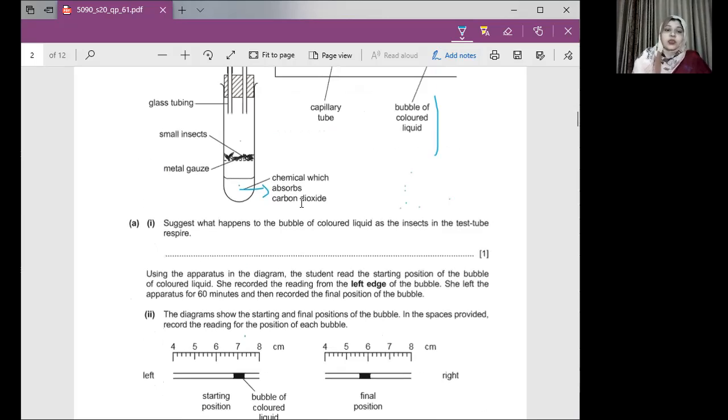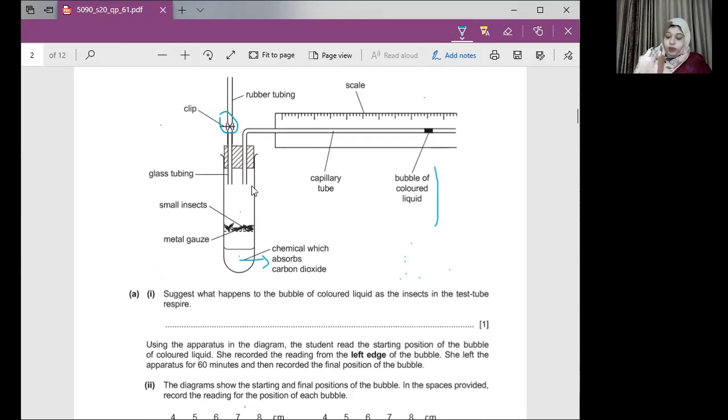Now, suggest what happened to the bubble of a colored liquid as the insect in the test tube respire. Definitely, this bubble will move towards the insect because it is 100% clear that when these insects respire, they will use the oxygen present inside the tube, and the carbon dioxide produced will be absorbed by this one. So you can write here that it will move towards the insect, or you can write it moves towards the left, right?